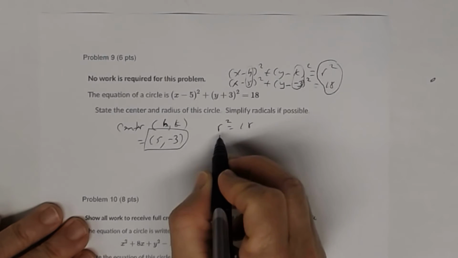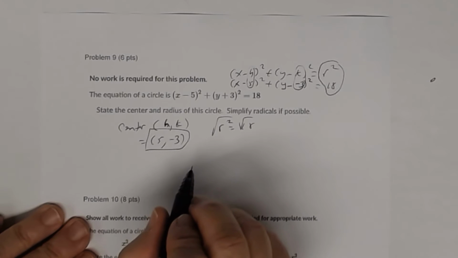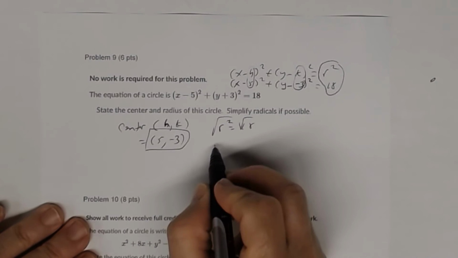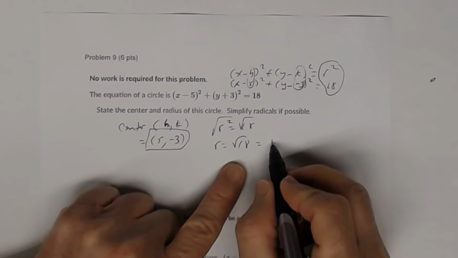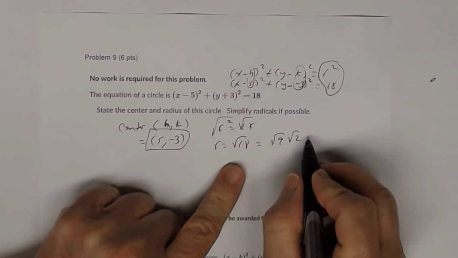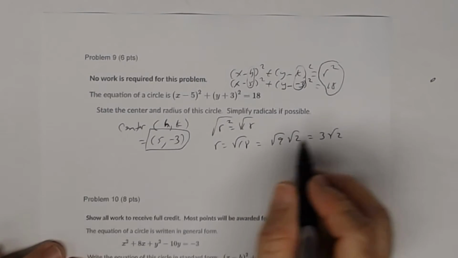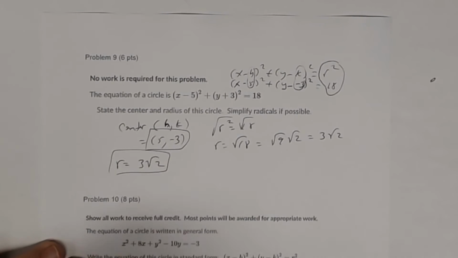To solve for r, you're going to take the square root of both sides, but don't do that plus or minus this time because the radius is distance, so that's positive. So you get r to be the square root of 18, and the square root of 18 is the square root of 9 times the square root of 2, because it did say to simplify. So I get 3 square root of 2. So the center is this, and the radius is 3 square root of 2.